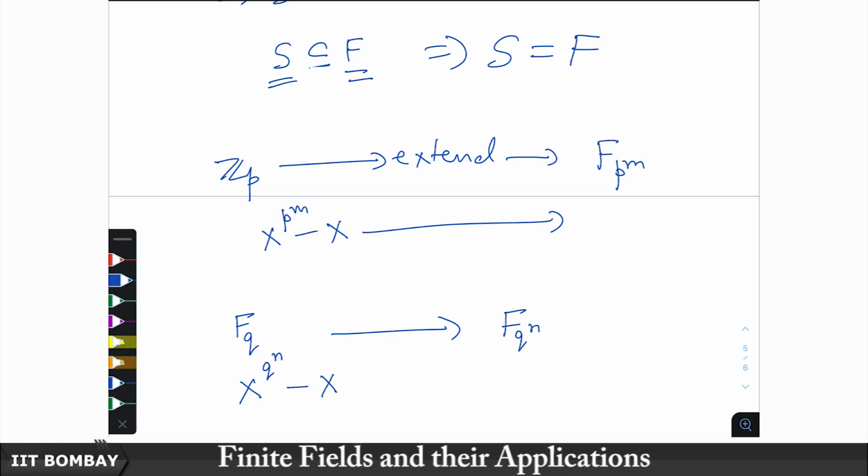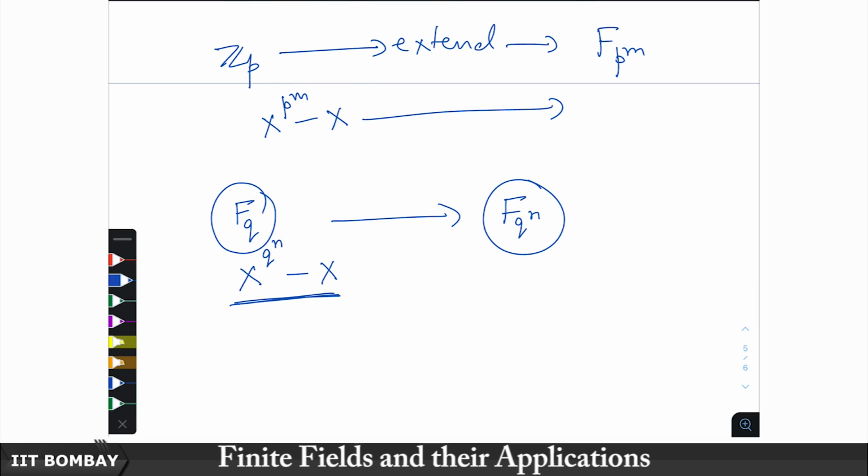We do not have to go to its prime subfield, because q is a prime power and that prime number is the characteristic of that field as well. So, we do not have to take that prime number and extend Z p. We can directly extend F q using this polynomial. We can take the splitting field of this polynomial, that will be F q power n. That is it.